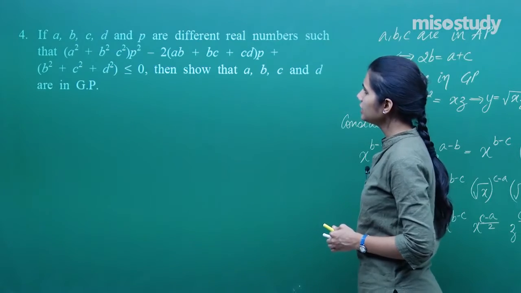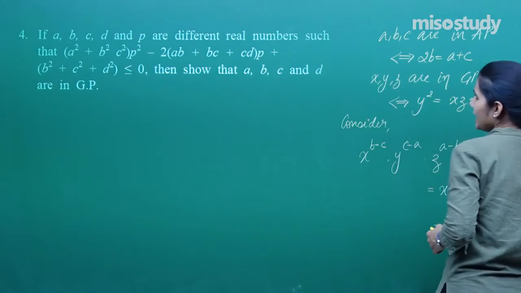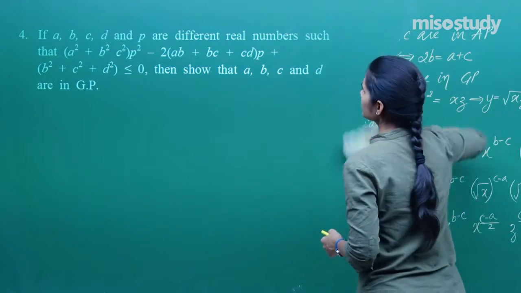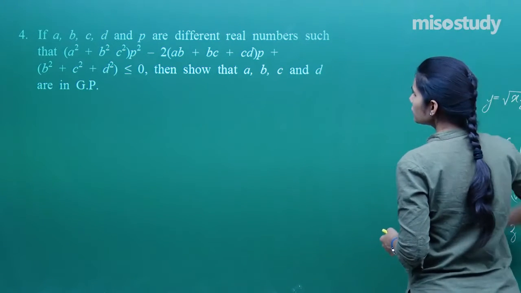Next we have a, b, c, d and p are different real numbers such that this expression is less than or equal to 0.